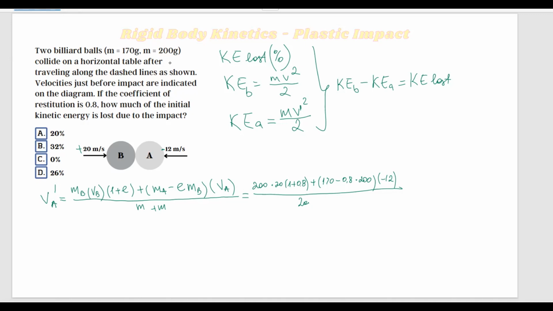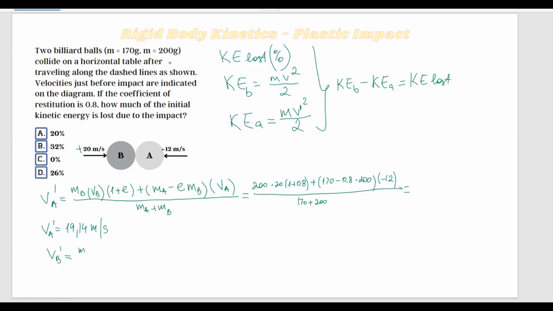See, I did MM2. I'm going to have to do A and B just to be consistent. And here we have 170 plus 200. Calculating all this, you're going to get VA prime equals 19.14 meters per second.